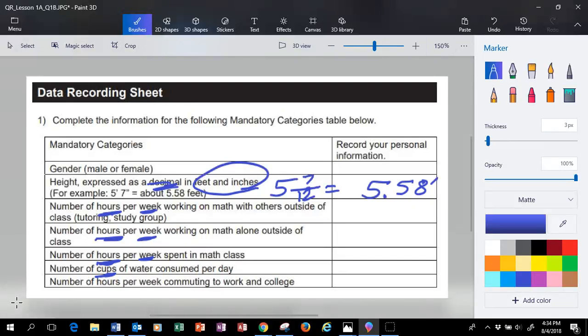And then here, number of cups per day. And cups would be 8 ounces is 1 cup. And your normal water bottle that you buy in cases, there'll be about 16 ounces, so they're about 2 cups. And then also write down the number of hours per week you commute to work and to college. So fill this out very accurately. Go ahead and hit pause and complete part one of the data recording sheet.